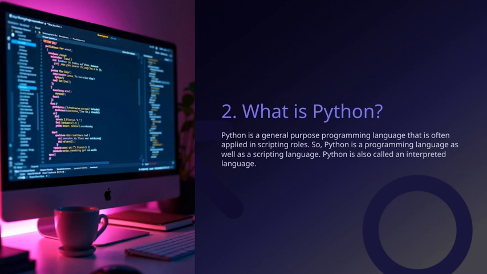Another key point is that Python is called an interpreted language. This means that Python code is executed line by line by an interpreter, rather than being compiled into machine code beforehand. This makes Python easy to test and modify, especially when you're starting out or working on projects that need quick iterations. Overall, understanding Python's dual nature as both a programming and scripting language, along with its interpretive approach, helps us appreciate why it's such a popular choice across many fields today.